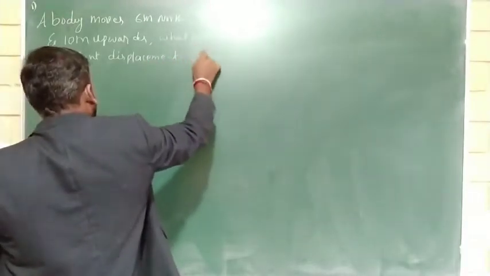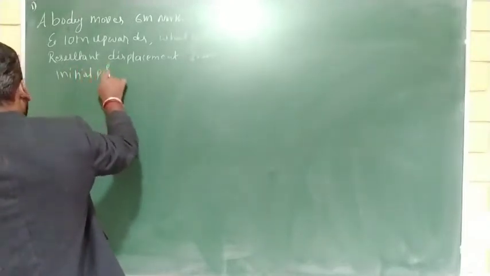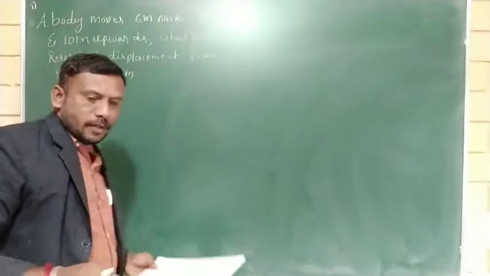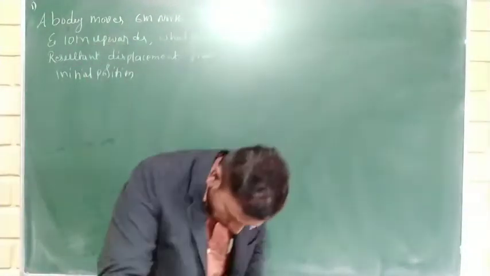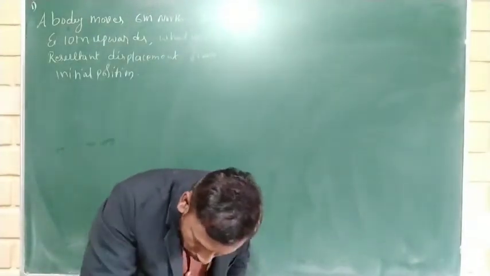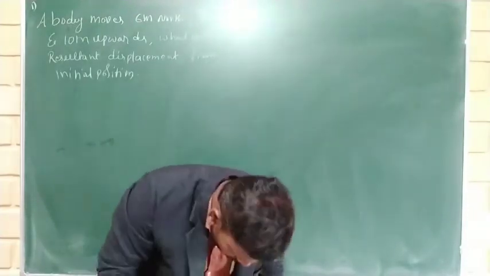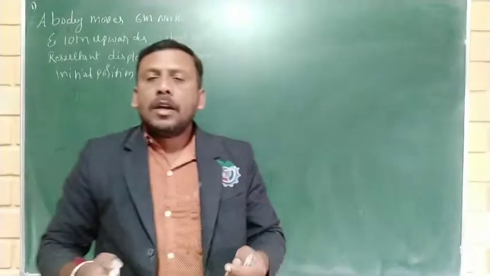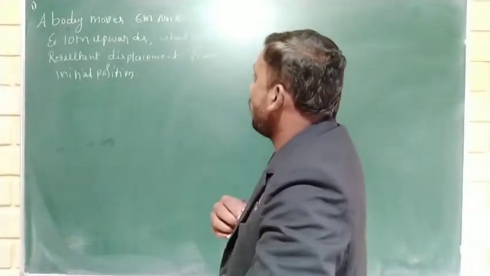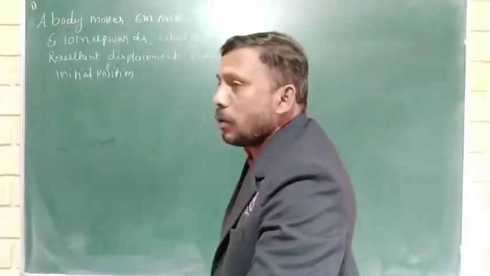From initial position. This is the first question. Clear? A body moves 6 meter north, 8 meter east and 10 meter upward direction. What is the resultant displacement from the initial position?